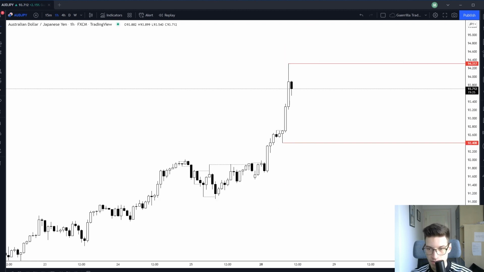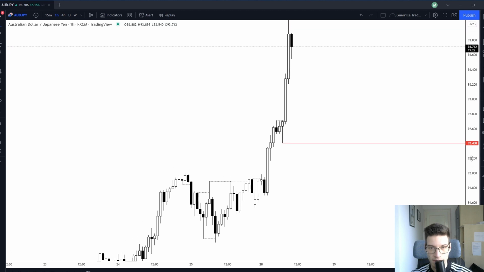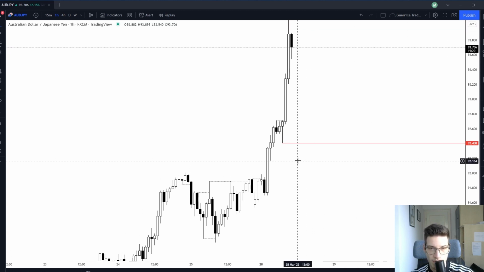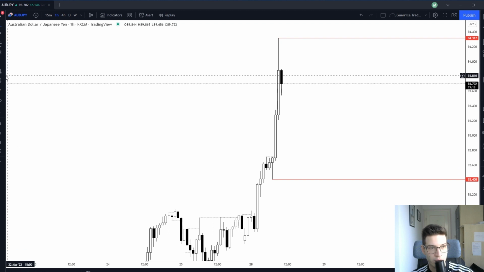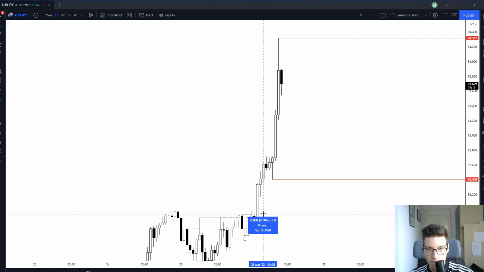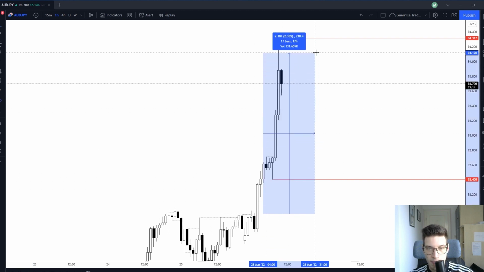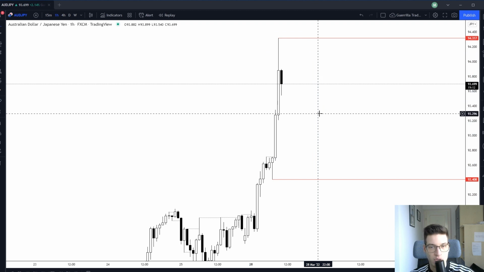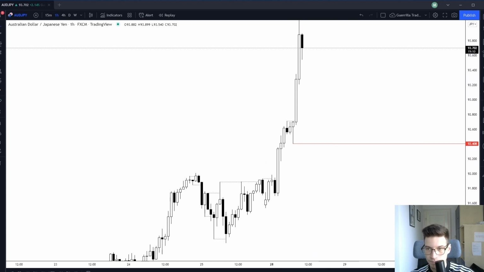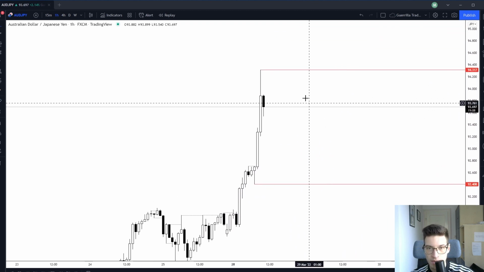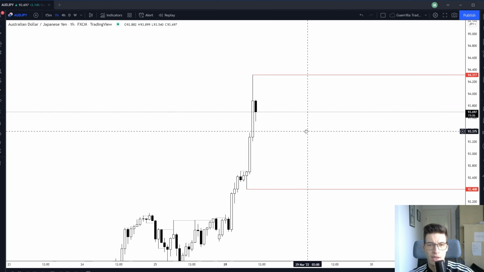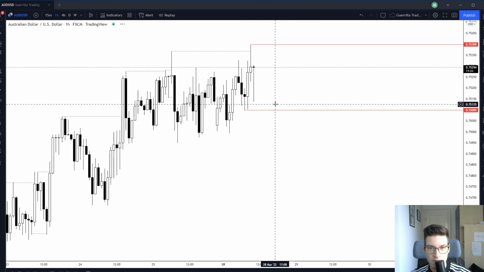So the last pair, Aussie and the Japanese yen, very similar story to the euro and the Japanese yen. We got a huge move to the upside. So let's see, it's a 220 pip move, so really huge. And we got a huge wick on the top. So at this point, let me just see on the euro.